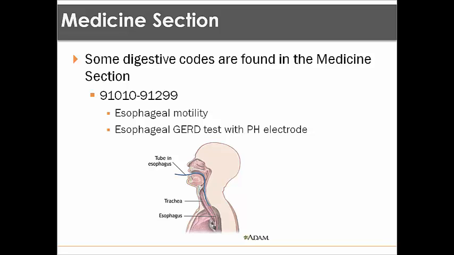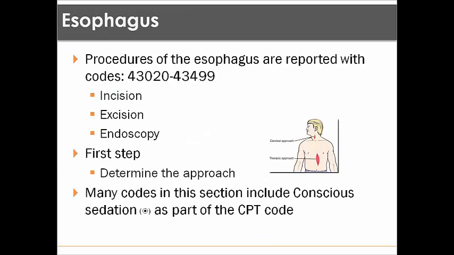One of the tests is an esophageal motility study, which is a procedure for determining how the muscles of the esophagus and the sphincter valve work by measuring pressures. They will use this study to evaluate for GERD, gastroesophageal reflux disease. Another code you may find in the medicine section is for esophageal pH monitoring, which is a test that measures how often the stomach acid enters the esophagus, that tube that leads from the mouth to the stomach. So a little bit of anatomy and physiology there.